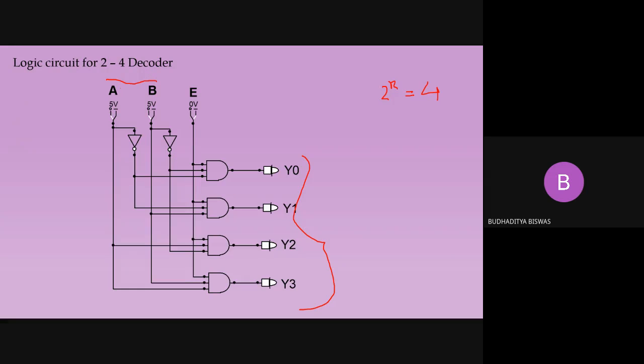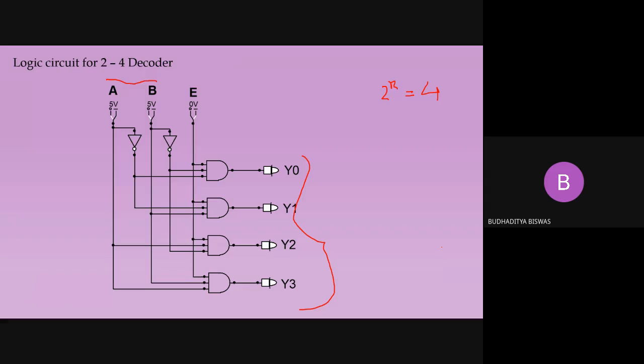Like if the input lines are connected to 0 0, then Y0 should be high. So from the output lines, you may understand what type of information is coming through the input channel. Similarly, if Y2 is high, then what is the combination of A and B? Sir, one is 0 and the other is 1, sir. Yes, sir. 1 and 0.